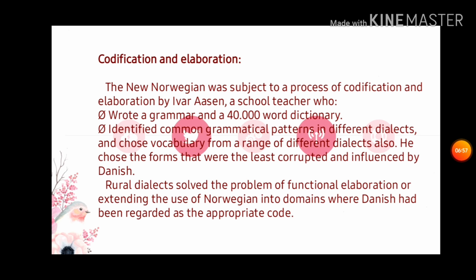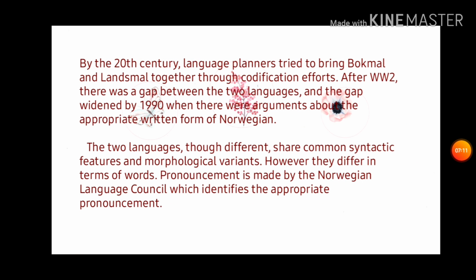Rural dialect solved the problem of functional elaboration, or extending the use of Norwegian into domains where Danish had been regarded as the appropriate choice. Next, by the 20th century, language scholars tried to bring Bokmål and Landsmål together in their codification effort. After WWII, there was a gap between the two languages, and the gap widened by 1990 when there were arguments about the appropriate written form of Norwegian.